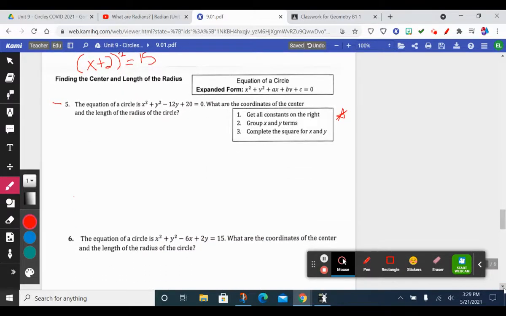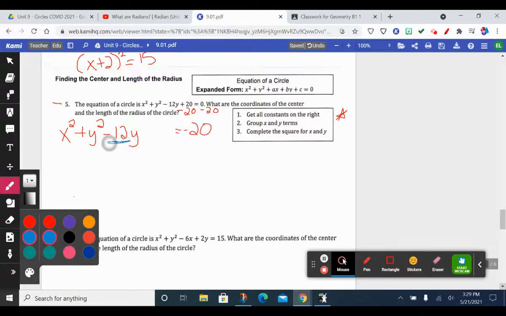So rewriting our equation, we have x squared plus y squared minus 12y. And again, I'm bumping that 20 across to the other side, equals negative 20. Now, we only have a b term, remember the b box, for the y values. So the b value is negative 12, b divided by 2 is negative 6, and b divided by 2 squared here is going to be 36.